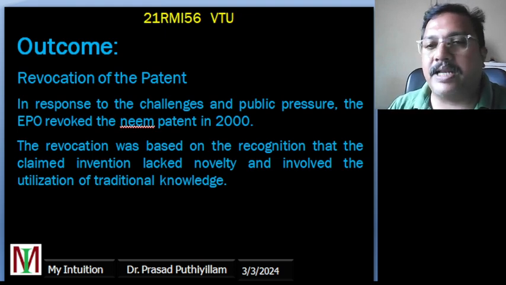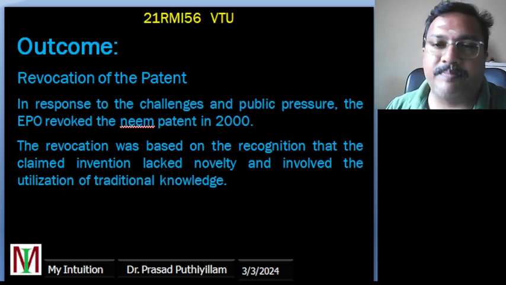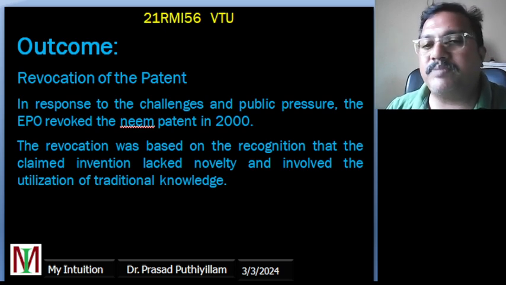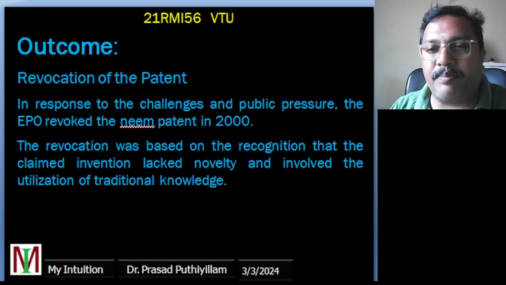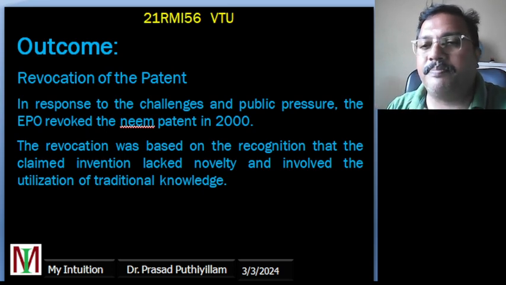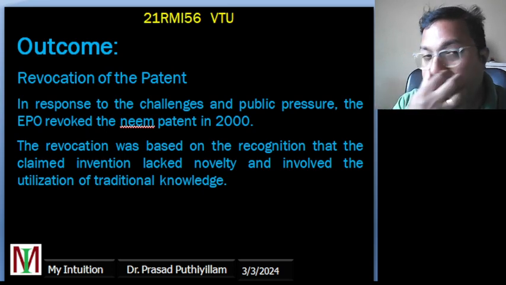Revocation of the patent happened in 2000. In response to the challenge and public pressure, the European Patent Office revoked the Neem patent in the year 2000. The revocation was based on the recognition that the claimed invention lacked novelty and involved the utilization of traditional knowledge.